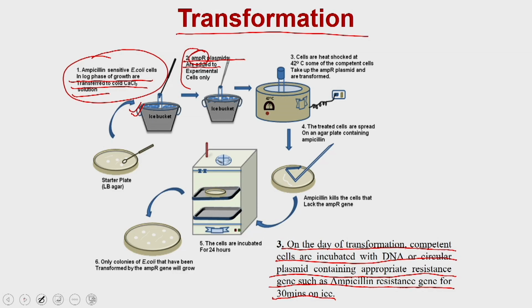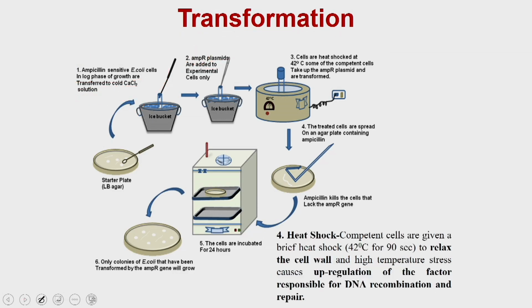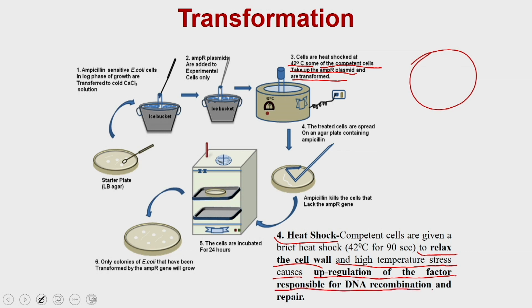Then you go to the next step, which is called the heat shock. You will give a heat shock at 42 degrees Celsius for 90 seconds, and that will induce the uptake of the plasmid. What happens when you do a heat shock is that it relaxes the cell wall. It loosens the cell wall further, and because you are giving a high temperature stress, it upregulates different types of factors which are responsible for DNA recombination and repair.